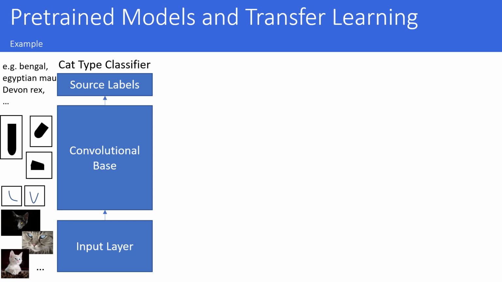Here is an example. We have a pre-trained model for different cat types. Many images of different cat types are fed to the model and it learned to understand the specifics of different classes. In the convolutional base, the features are learned, from very low-level features like edges and curves to more complex features like legs, ears and noses.